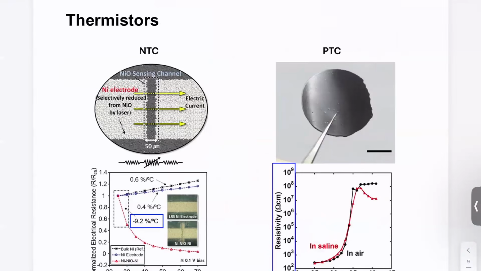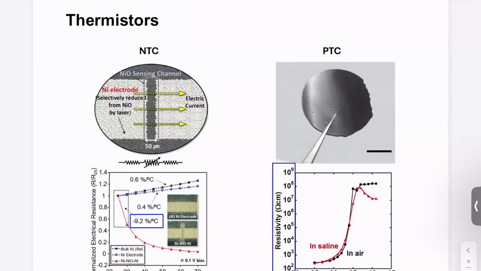So just to show you a few cases of thermistors. On the left here, I'm showing you an NTC, a negative temperature coefficient resistor. You will see this NTC is made of nickel oxide. Nickel oxide is the NTC material. We have two nickel electrodes connecting the nickel oxide material in the middle. So in the middle, we have the NTC material.